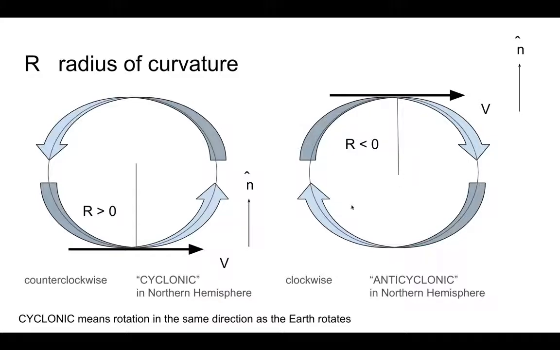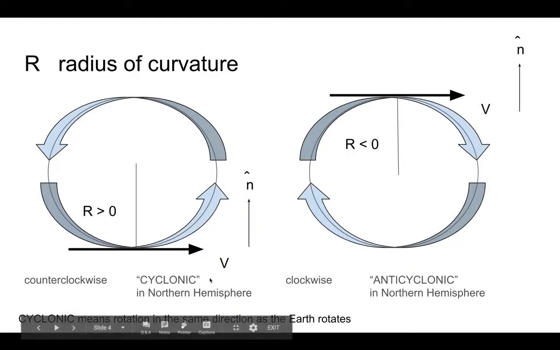If the flow is turning clockwise, we fit a circle to that flow pattern, especially in the vicinity of the actual wind that we're looking at, and define that as a negative radius. So whatever distance that happens to be, we call that negative, because it's basically pointing in the minus n direction.